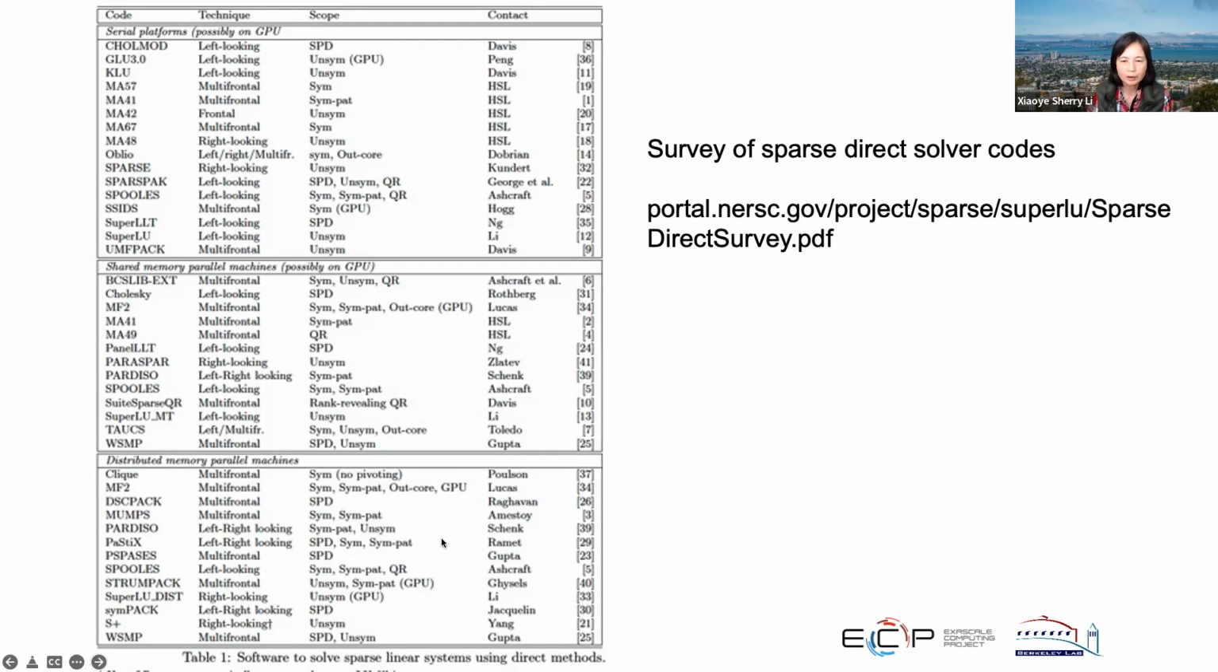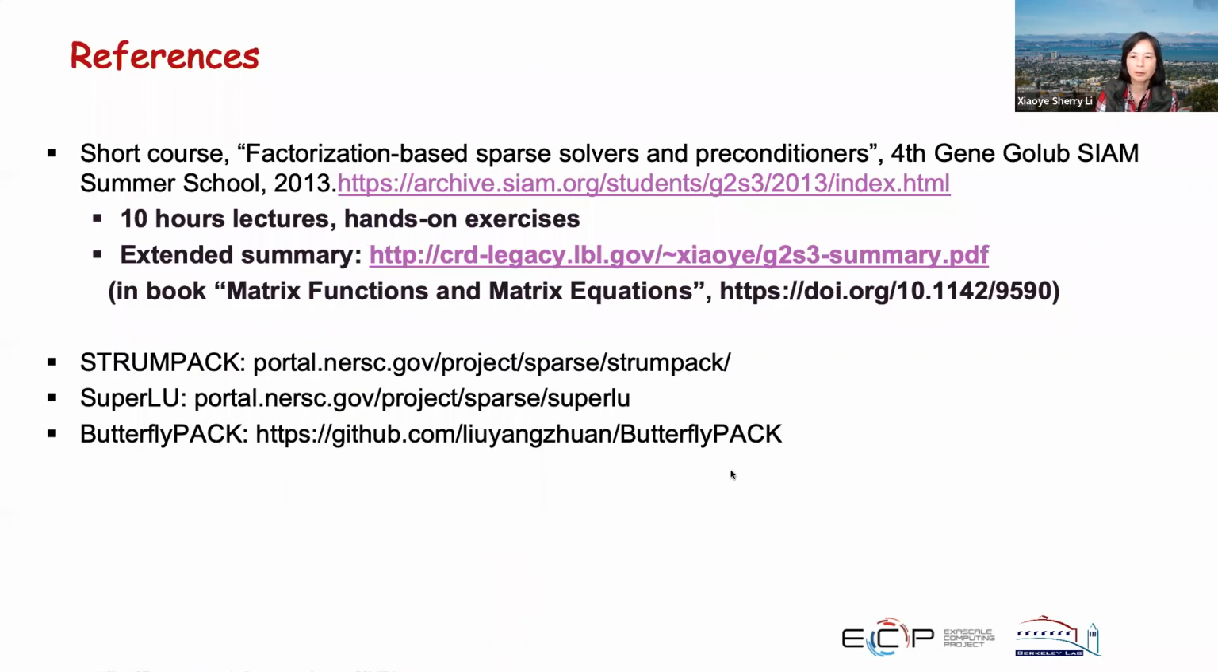And then as you go down to distributed memory, there are fewer codes. In this table, I also labeled which codes have GPU capability. And I would say there are not many codes currently with GPU capability. So this is some reference. I think that's it for this section.